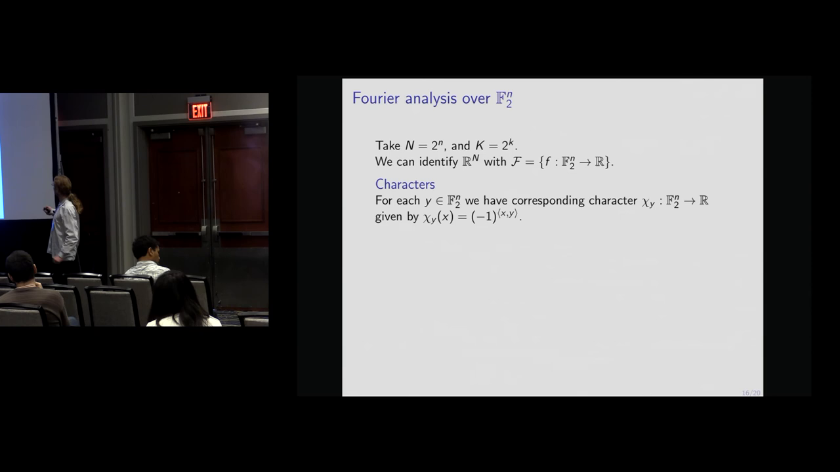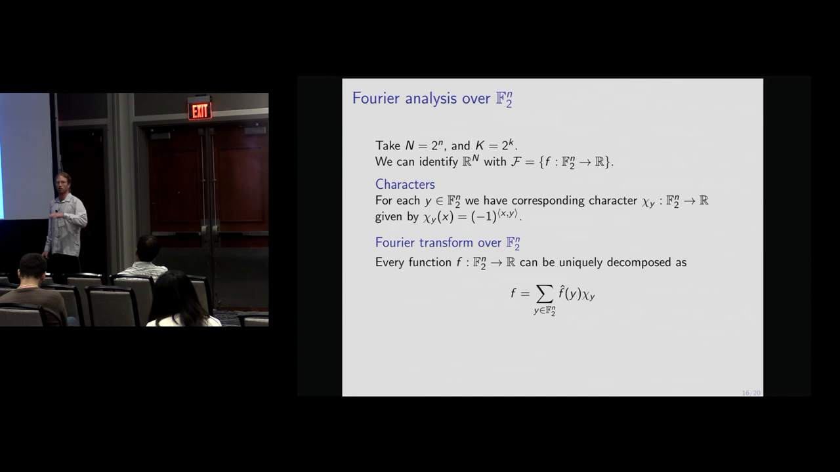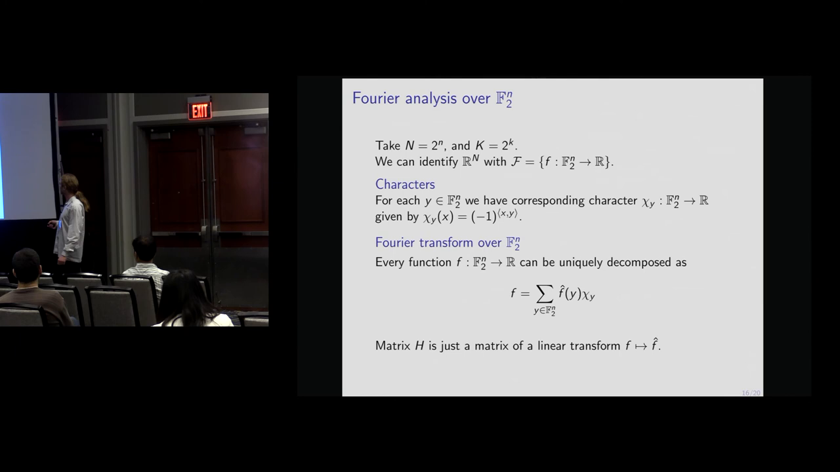And in this space of functions from a hypercube to the real line, I have some special functions that I'm going to call characters. For each y, I have a character that's given by this. And all of those characters happen to be orthogonal to each other under the standard inner product. So I have a decomposition for every function f. I can decompose it as a linear combination of those characters. And this matrix H that I'm talking about is just a matrix of a linear transform that maps the values of function f to its Fourier coefficients. So I won't be talking about matrices anymore. Let's just talk about it as a Fourier transform on a hypercube.